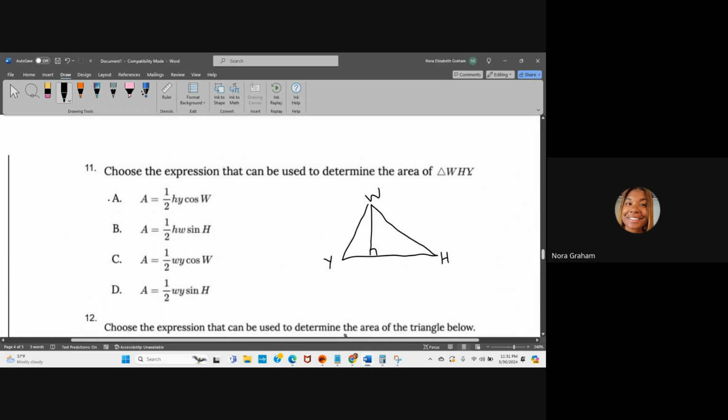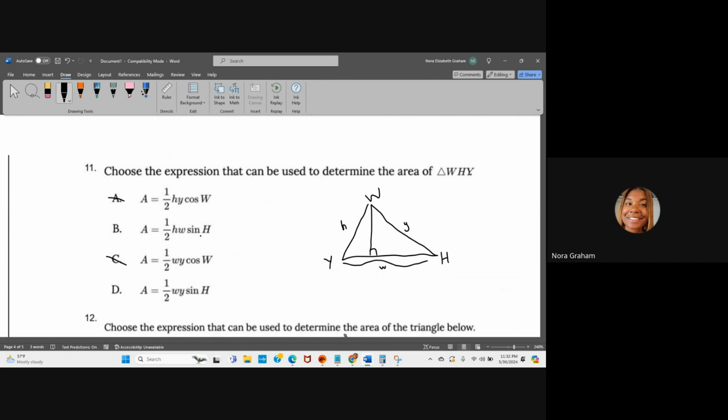Right off the bat, we can cross off A and C as incorrect because this statement only uses sine. The first thing I want to look at is sine of H. Let's label everything. The side opposite my angle H is little h. The side opposite my angle Y, I'll label as little y. And the side opposite my angle W, I'll label little w.